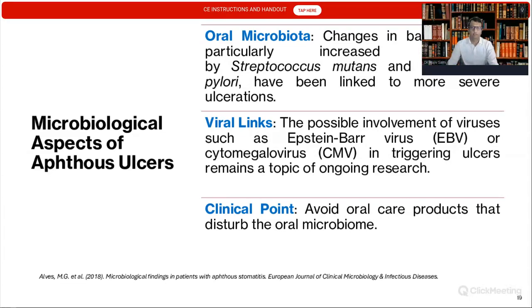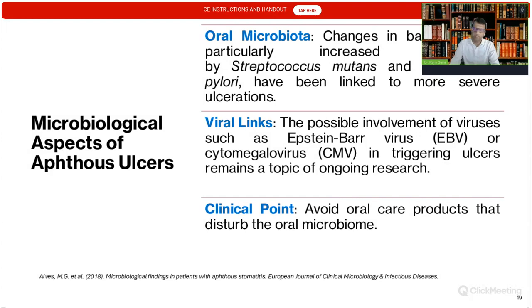Now, microbiological aspects of aphthous ulcers. Changes in bacterial flora very much influence how the aphthous ulcers will occur, how they will heal, and whether the patient will have a secondary infection or not. Especially colonization of Streptococcus mutans and Helicobacter pylori. These two organisms are very well linked to severe ulceration. Some viruses, such as Epstein-Barr virus or cytomegalovirus, also play an important role in triggering the ulceration into a more severe form.